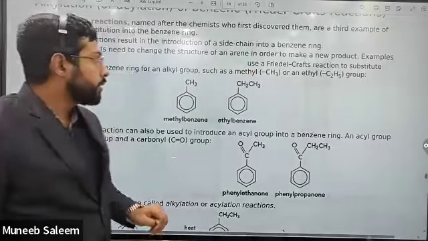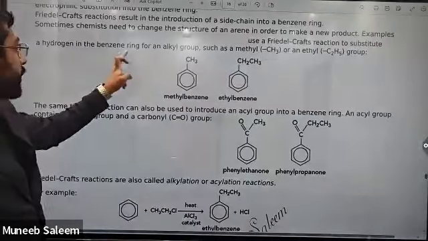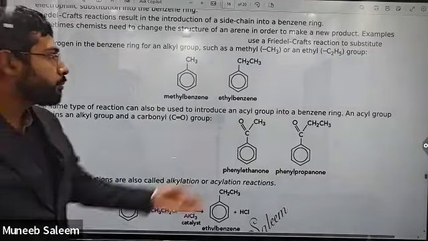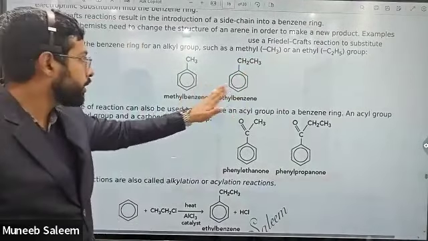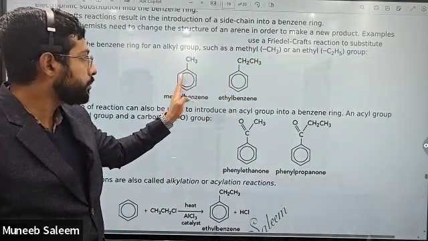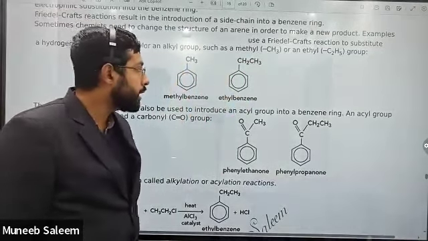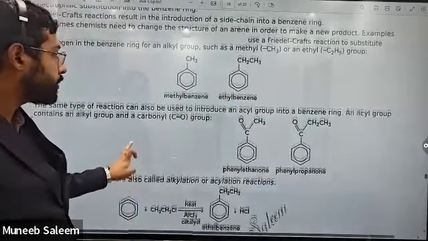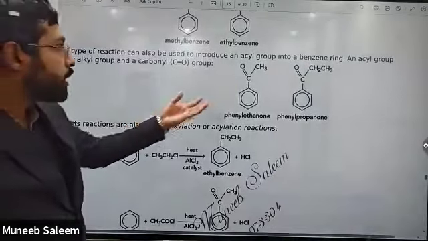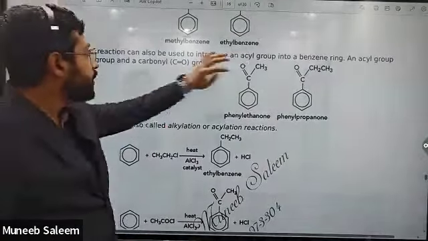Use a Friedel-Crafts reaction to substitute the hydrogen in the benzene ring for an alkyl group such as methyl or ethyl. So here are the examples when methyl is bonded or substituted instead of the hydrogen, and when ethyl is substituted instead of the hydrogen atom. We can also substitute an acyl group.